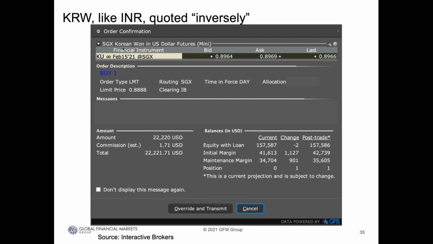You can see on the lower left, you only need to put down about 5% for margin. Once again, don't go anywhere near that. Please have a lot more cash in your account if you were going to trade futures contracts. But this is one way of basically buying exposure to the Korean won, or if you want to do the opposite, hedging out exposure to the Korean won.